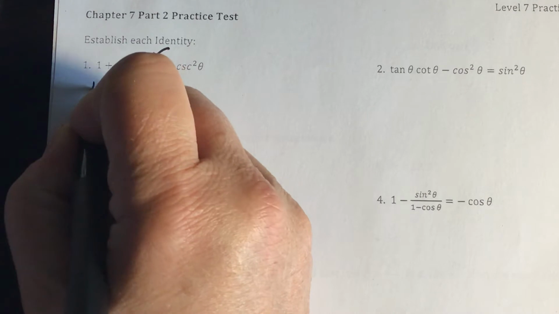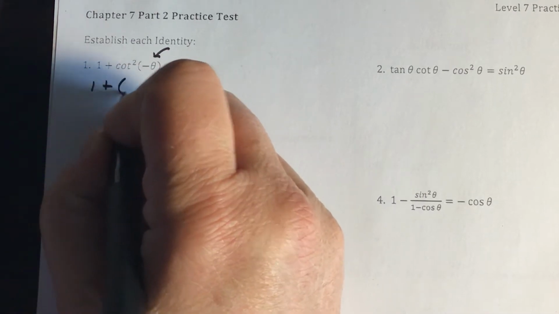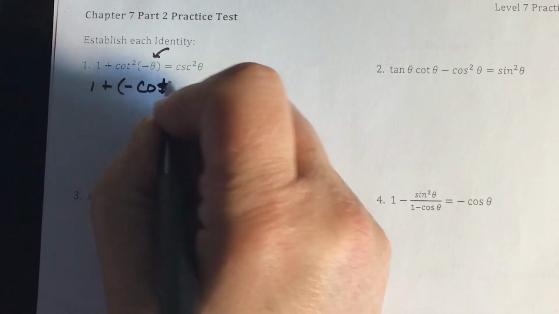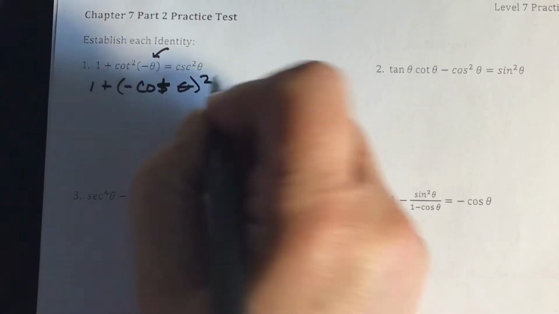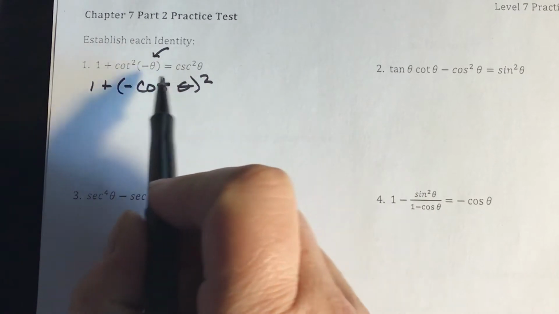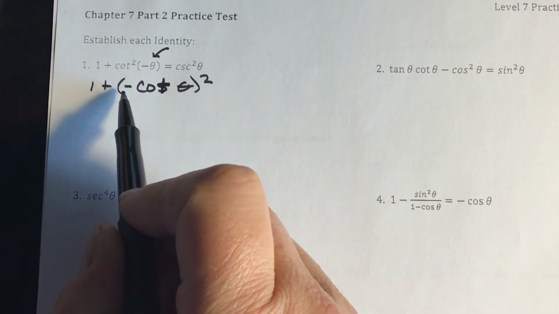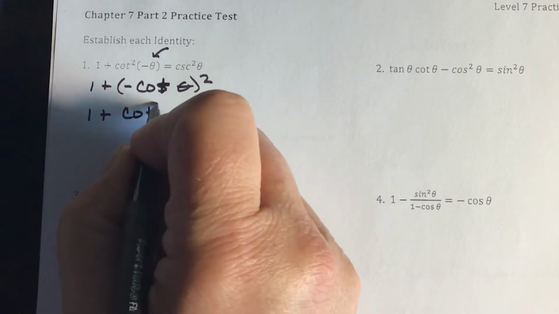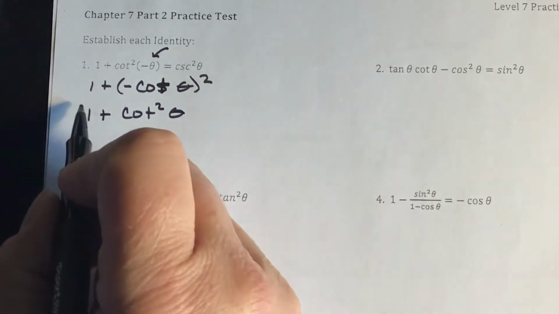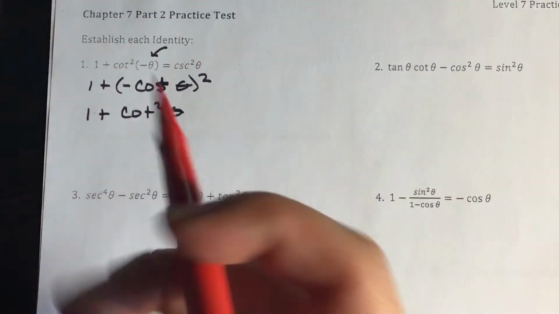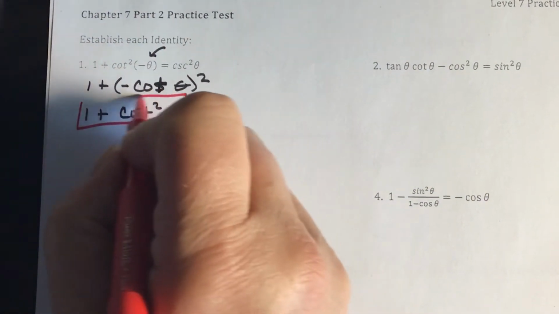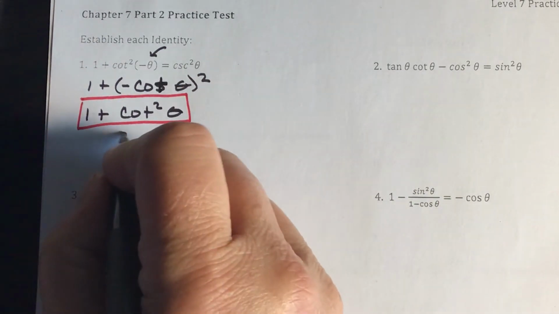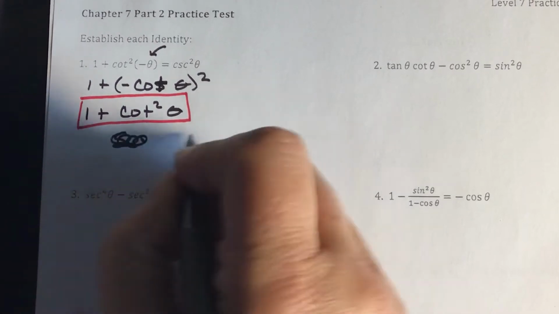So this is the same as 1 plus negative cotangent of the angle squared. So when I square that negative, I'm going to have a positive. So this is just 1 plus cotangent squared of the angle, and this is an identity, and this is secant squared. I'm sorry, cosecant squared.